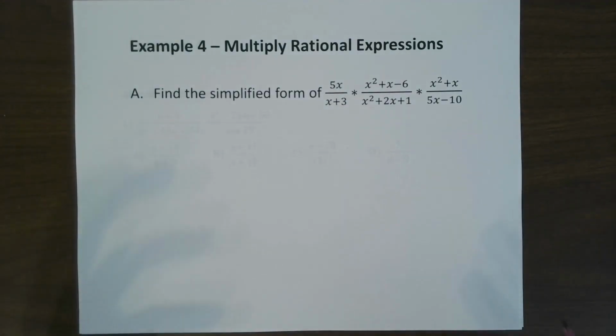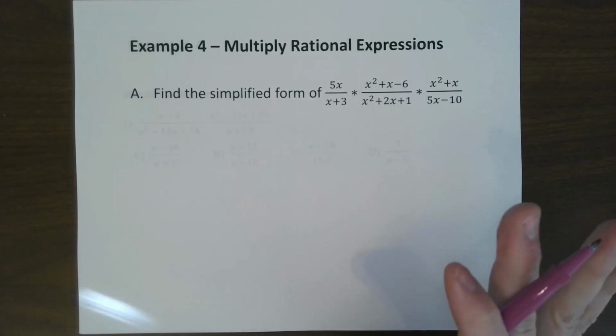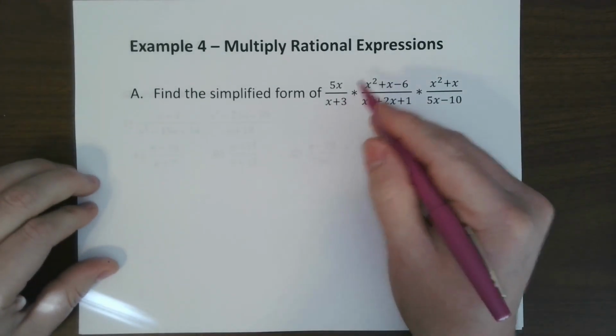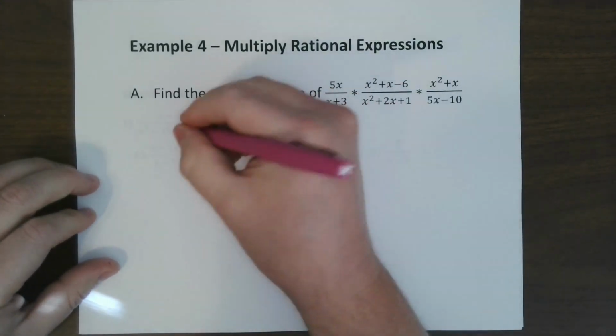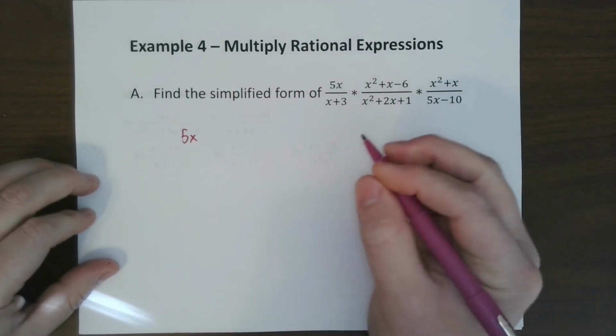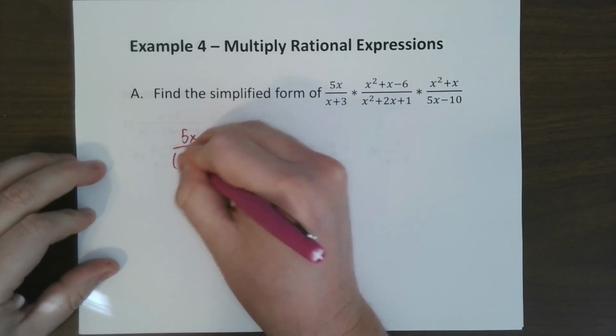Now, what if we multiply these crazy polynomials? Well, what we do is we factor everything and then see what cancels. So I'm going to start with each individual part. So 5x does not factor. Neither does x plus 3.